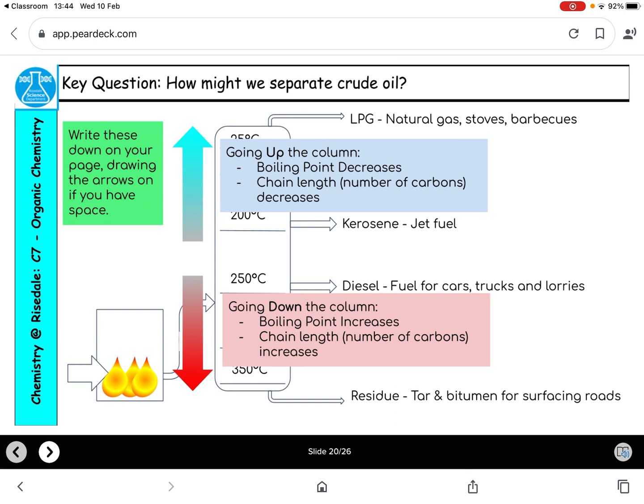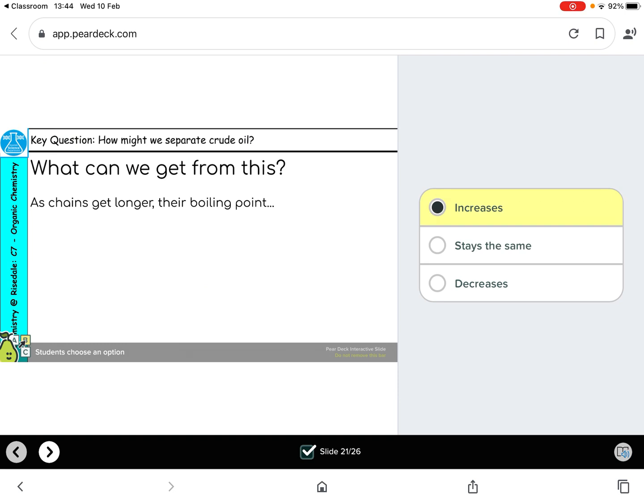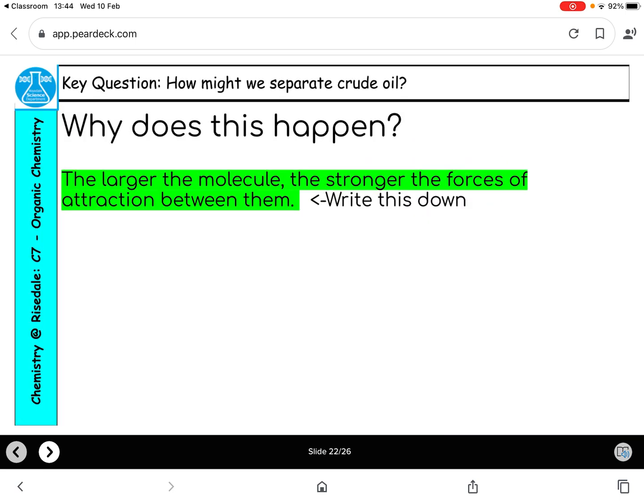Then there were 2 more summary boxes to add to your diagram. So if you missed this lesson, pause this video and add those diagrams. As chains get longer, the boiling point increases. The larger the molecules, the stronger the forces of attraction between them.